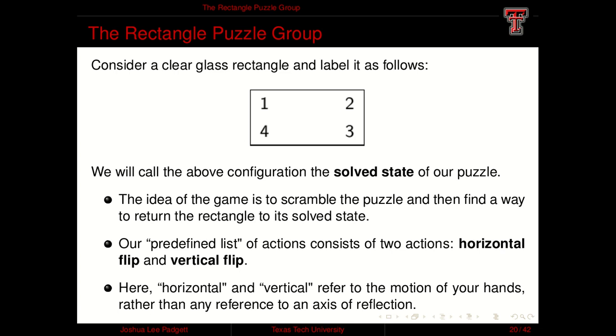I'm going to call the configuration right here the solved state of our puzzle. What you have to understand is there is an ordering of the numbers. It goes 1 in the top left, 2 in the top right, 3 in the bottom right, 4 in the bottom left. That is our solved state. Not only that, based on my rectangular shape, the longer edge is on top with the shorter edge on the side. So we have a very clear geometric positioning of this shape.